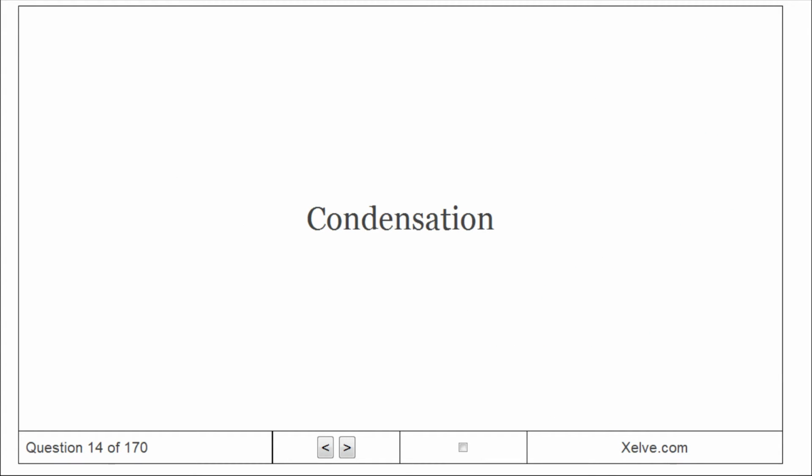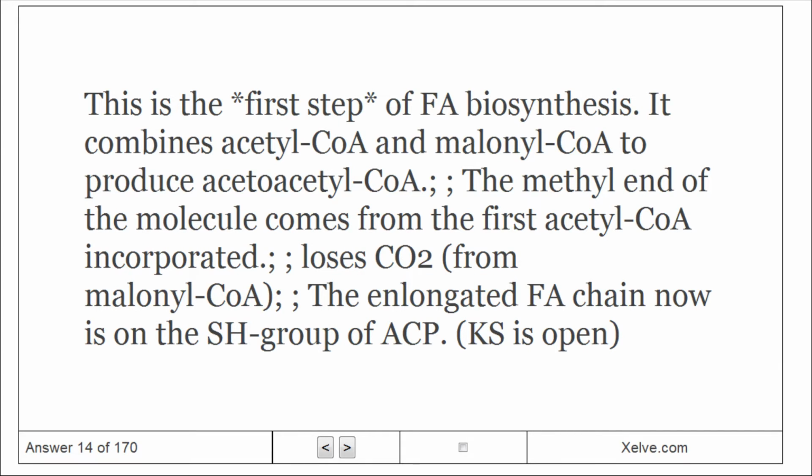Condensation. This is the first step of FA biosynthesis. It combines acetyl-CoA and malonyl-CoA to produce acetoacetyl-CoA. The methyl end of the molecule comes from the first acetyl-CoA incorporated. It loses CO2. The elongated FA chain now is on the SH group of ACP.